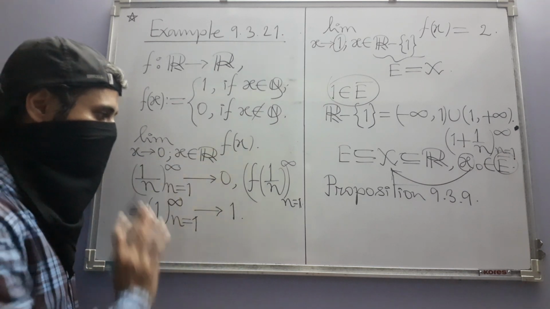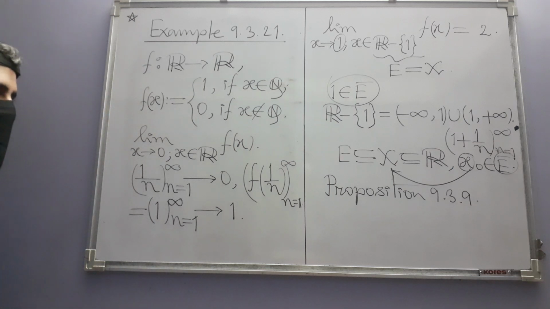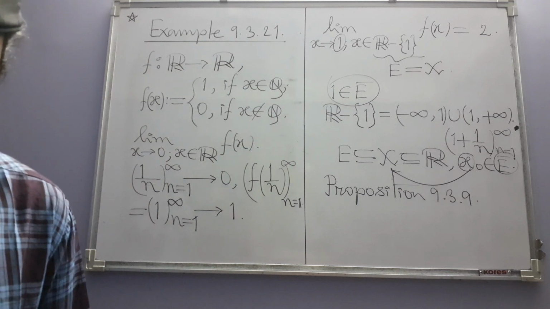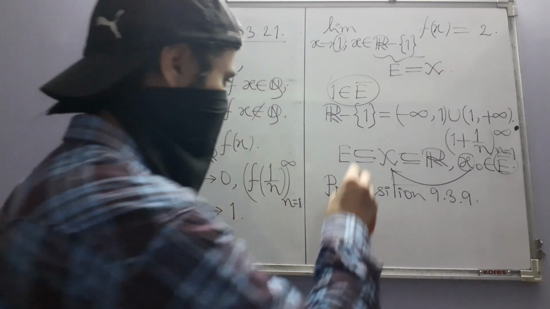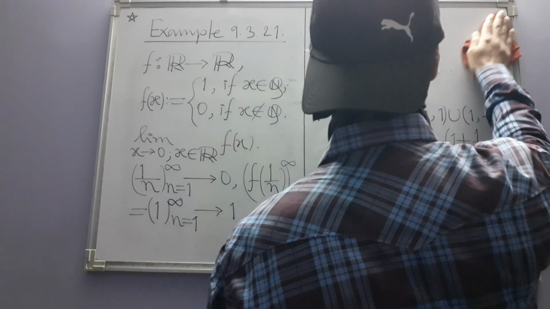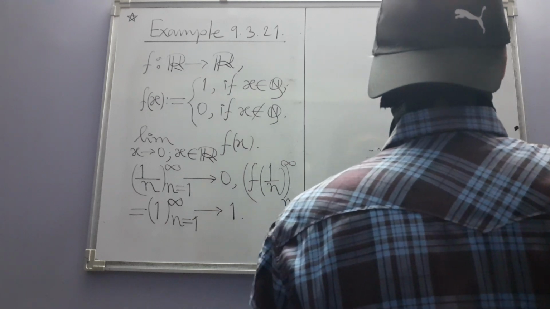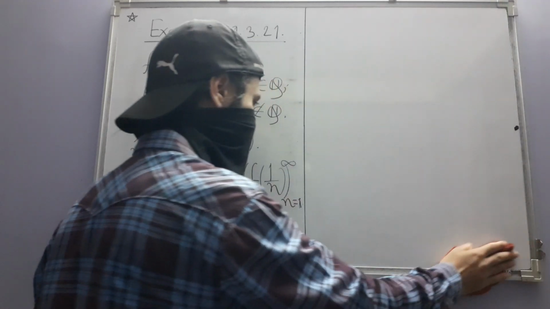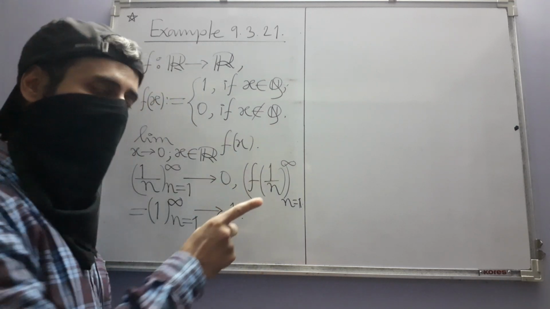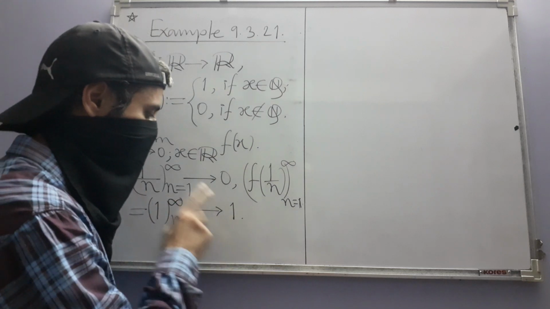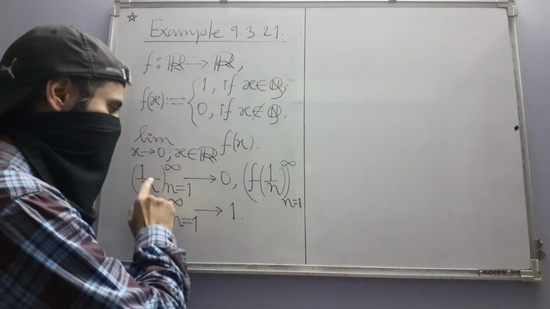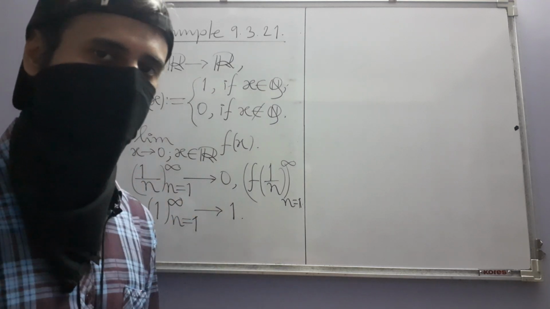But this is just one sequence. There may be other sequences that also converge to 0. And one such other sequence is this. Never fall in the trap of concluding just from this that the limit exists by proposition 939 and is 1. No, that will happen only when in place of this specific sequence you take any sequence.